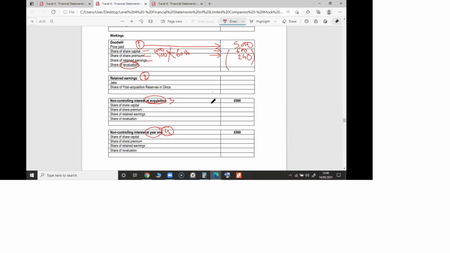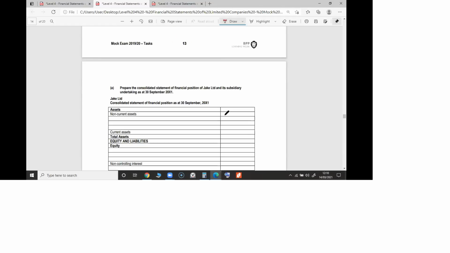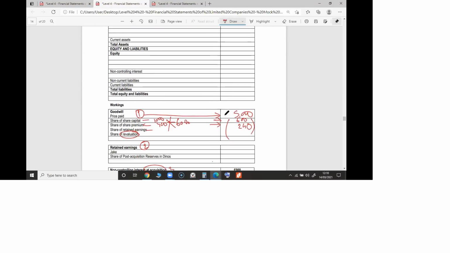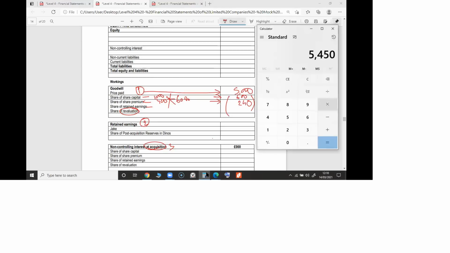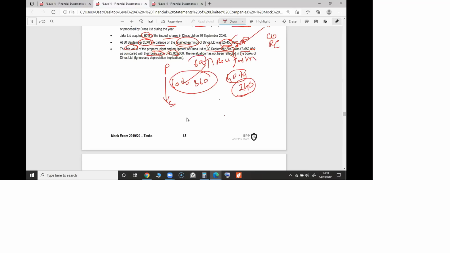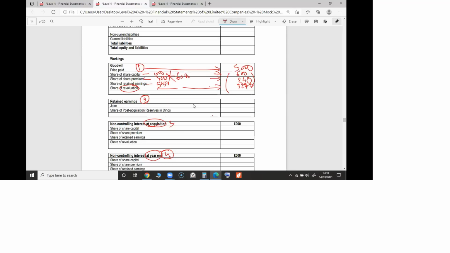Retained earnings. How much was the retained earnings at the beginning? We have worked it out, 5450, times 60%. Let me write it down. 5450, what did you get? 3270. Thank you for the calculation. It stays in front of me, so it helps me. And share of revaluation, 60% of that we have already calculated. This revaluation gain taken place at the beginning, and 60% gives you 360.